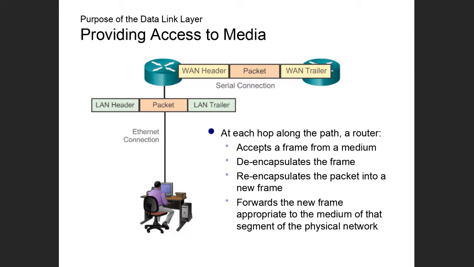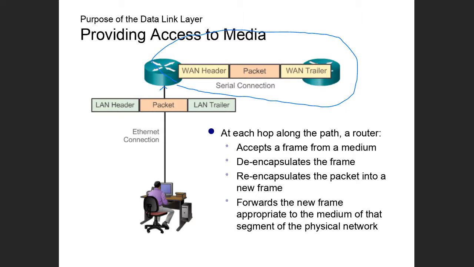So it'll go into here. And at that point, maybe he's at a remote office and he's using a serial connection back to the home office. This part right here. So this could be 20 miles or 200 miles between the two routers. You can't use Ethernet over a serial connection.